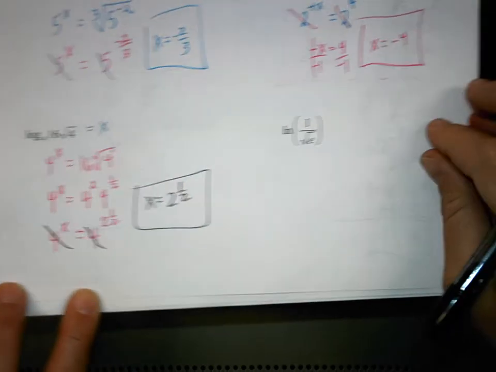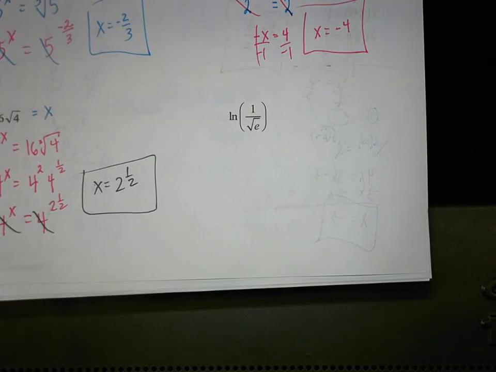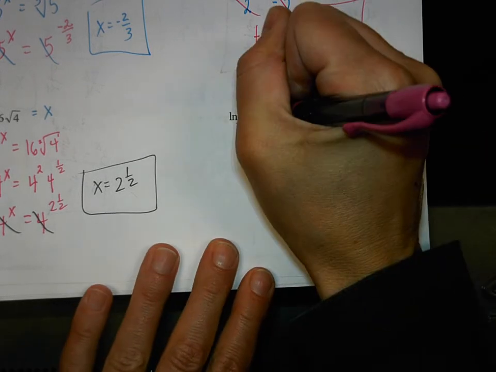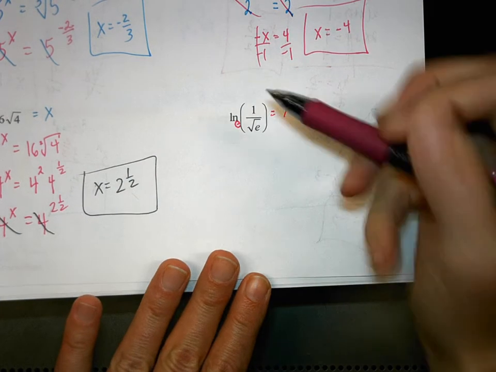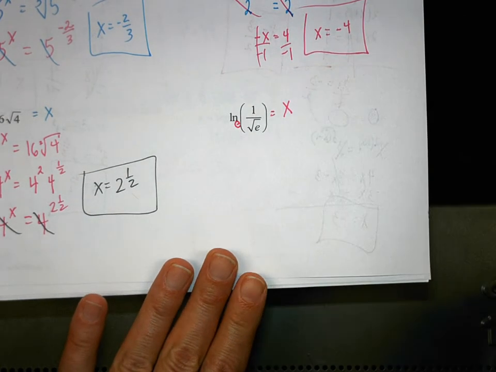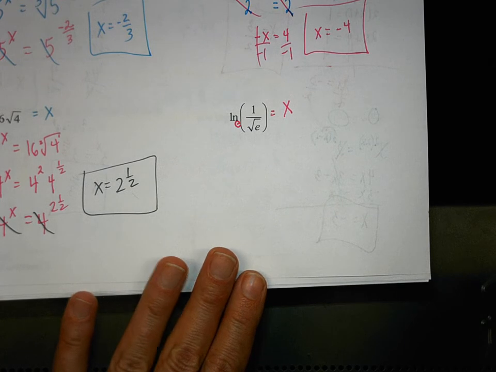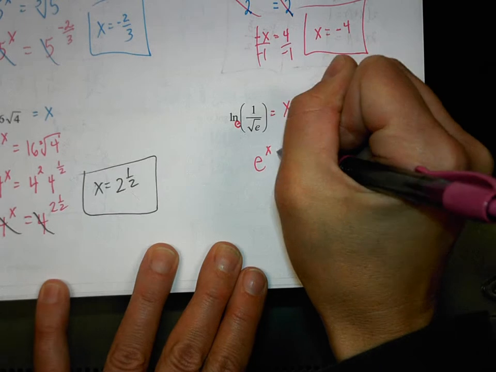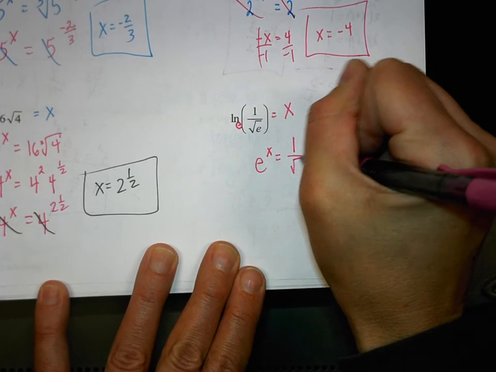Okay, last problem on this set. Natural log we know is always what base? Base E. And so we have natural log, base E, of 1 over root E equals x. So when we set this up, what happens? How will I write it? E to the x equals 1 over square root of E.